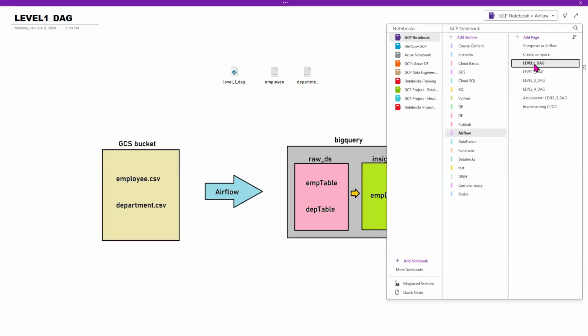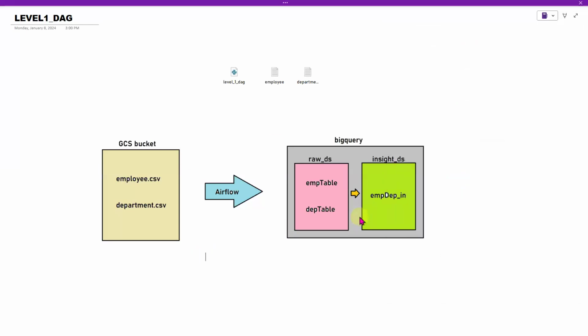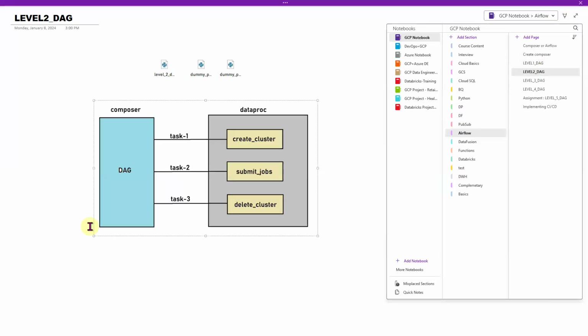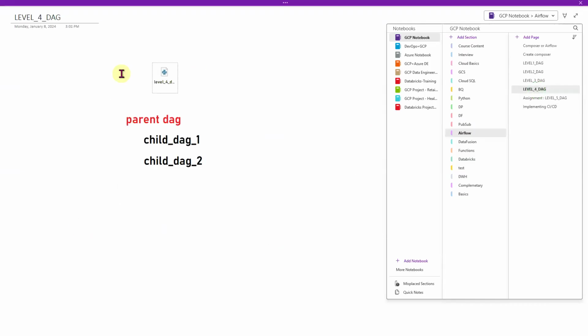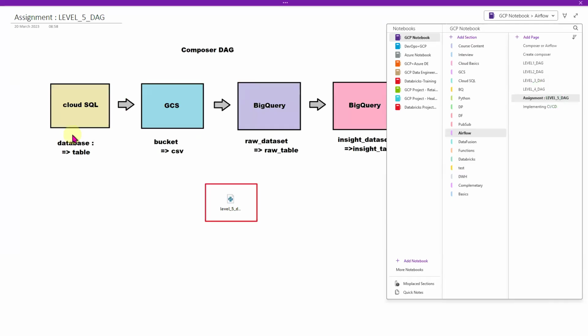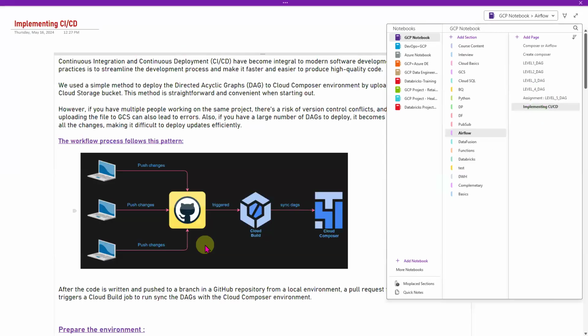These are real-time requirements in the company. Okay. So orchestrating the BigQuery jobs, orchestrating the Dataproc jobs, orchestrating the Dataflow jobs, and parent and child DAGs. Assignment for you, and implementing CI/CD with the help of Airflow. Some basic idea here. All right.